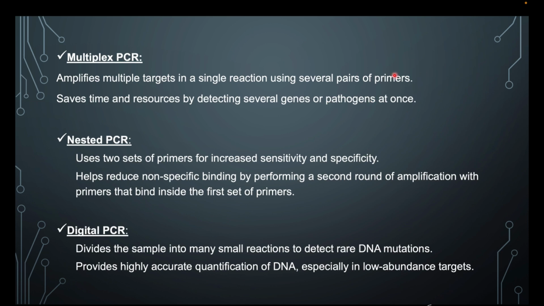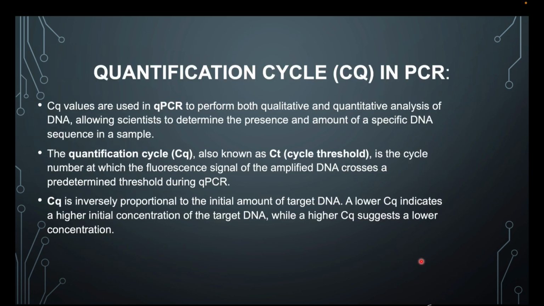So primers are very important in PCR. You design primers through various software, okay, saving time and resources by detecting several genes or pathogens at once. Then coming to nested PCR, it uses 2 sets of primers for increased sensitivity and specificity. Digital PCR divides the sample into many small reactions to detect rare DNA mutations. So these are the various types of PCR that are used for different purposes.